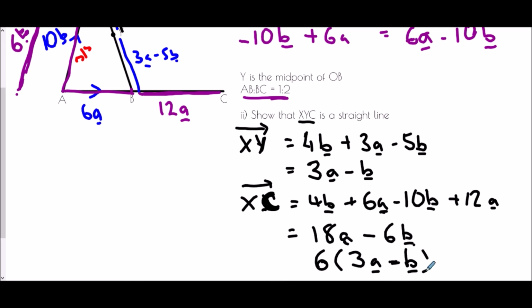Now, what that is showing is that XY is parallel to XC. So that is the first point in telling us that it is a straight line. We've proven that they are parallel. But also, because they both begin at X, they must actually be on a straight line. That is the proof of a straight line. If the lines are parallel and they share a starting point, then they are the same straight line.